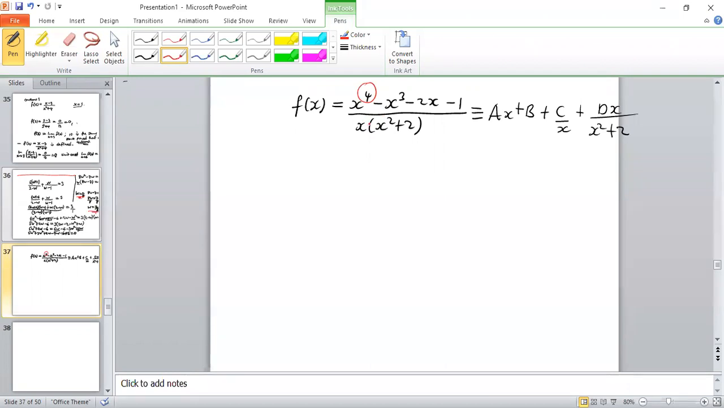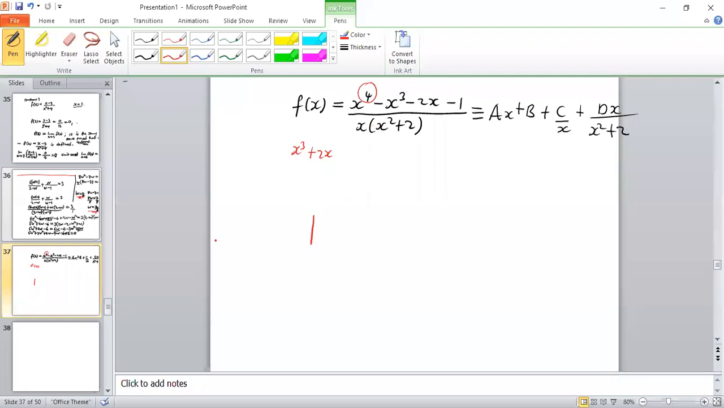Let's expand the denominator. For dividing this one, we can't use the other method, but we use long division. So let's expand that. This will be x to the power 3 plus 2x. That's how the denominator will be. So we will divide like that.